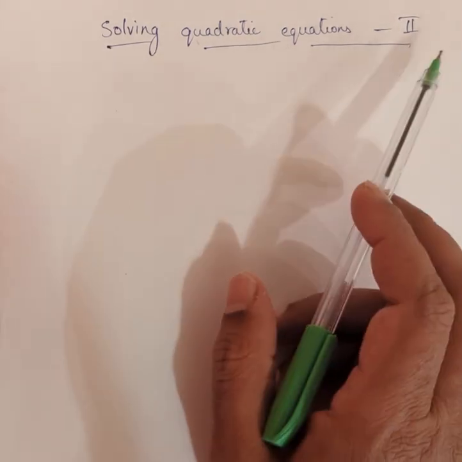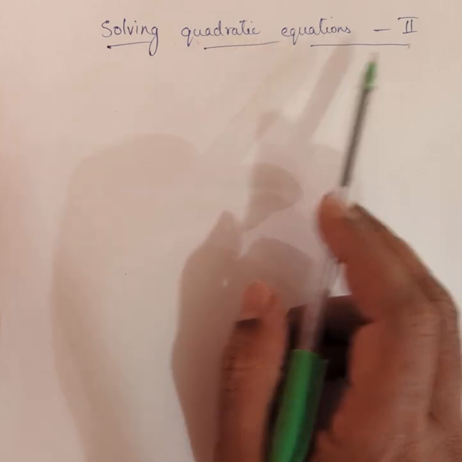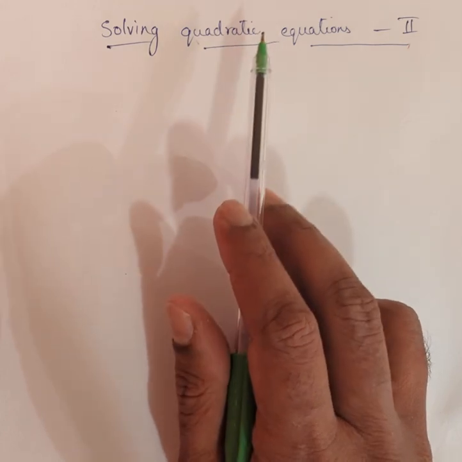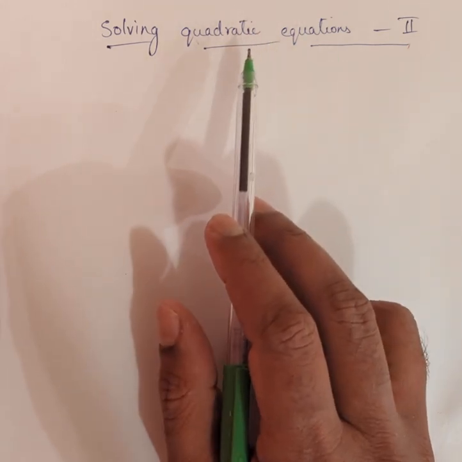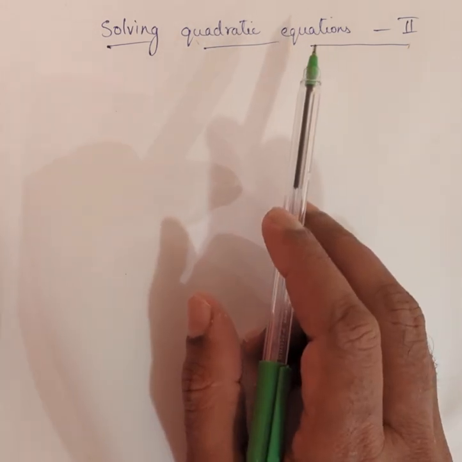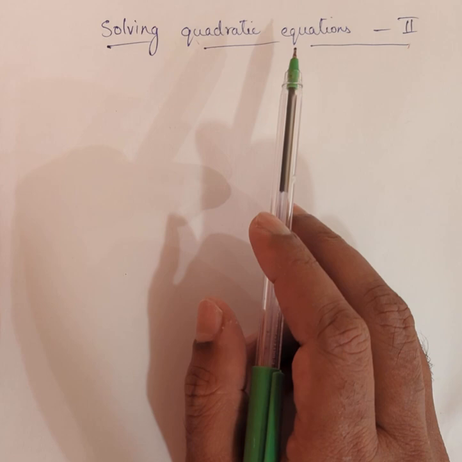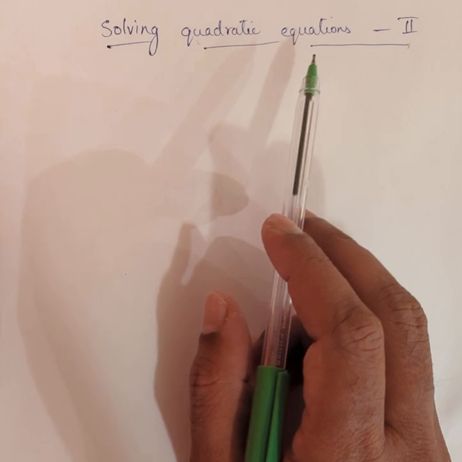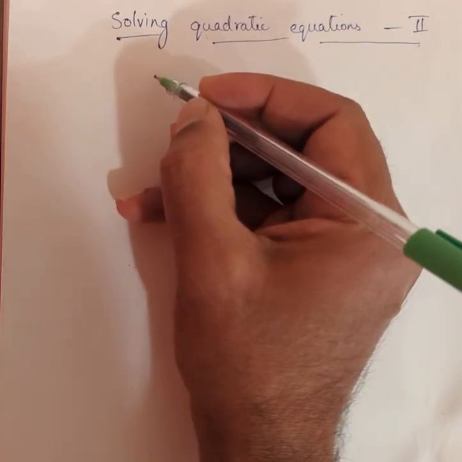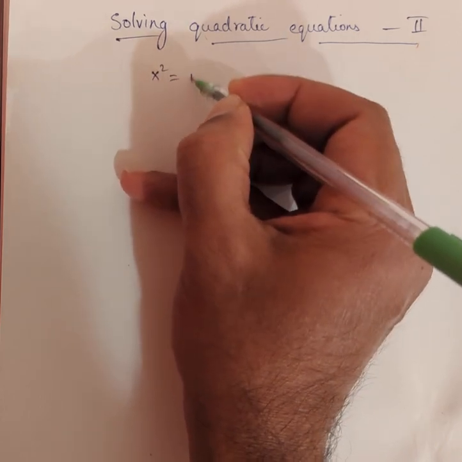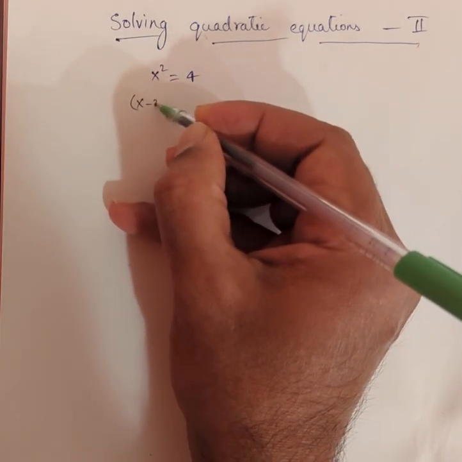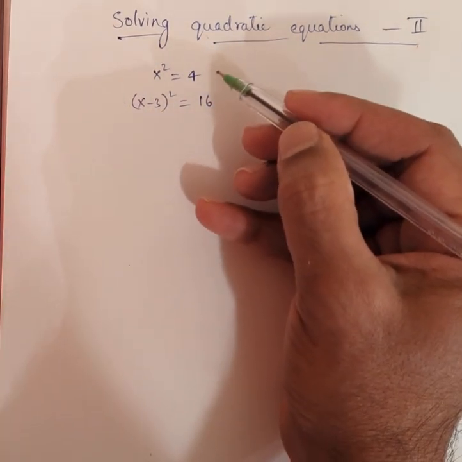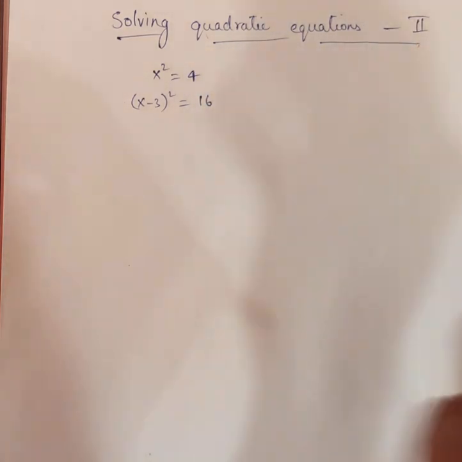Solving quadratic equations, part 2. In part 1 of solving quadratic equations, we looked at the square root method. Now, that method is good if one side of the equation is a perfect square. So, you might have either x squared or some linear function of x, something like (x minus 1) squared. So, let me write down equations like that. x squared equals 4 or (x minus 3) squared equals 16. All of these could be solved using the square root method that was discussed in part 1.